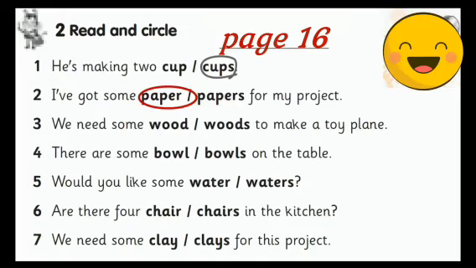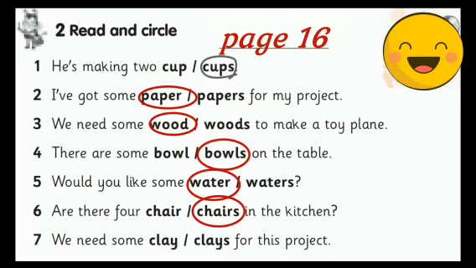Number 3, we need some wood to make a toy plane. Number 4, there are some balls on the table. Number 5, would you like some water? Yeah, water. We can't say waters. Number 6. Are there four chair or 4 chairs? Yeah. Are there 4 chairs in the kitchen? And the last one, number 7. We need some, can we say clays? No, we need some clay for this project.